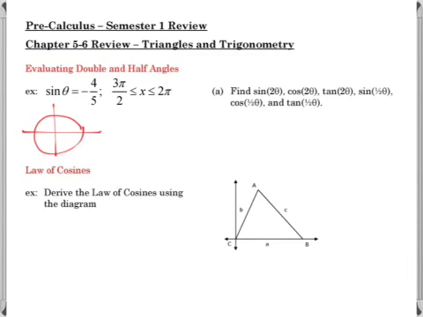Alright, so we're going to look at chapters 5 and 6, which is using some of our trig identities, mostly the double and half angle identities, and then we'll get into the law of cosines, law of sines, really focusing on the harder part of that, which is our ambiguous case situation.